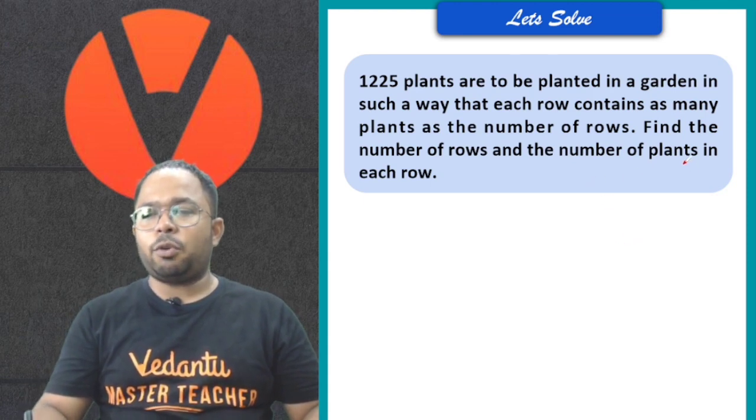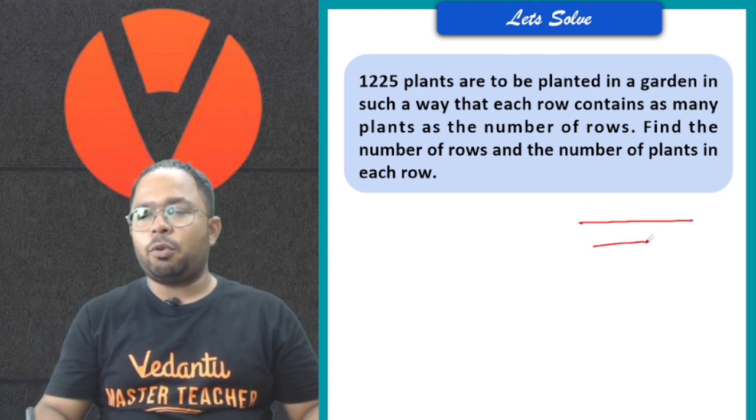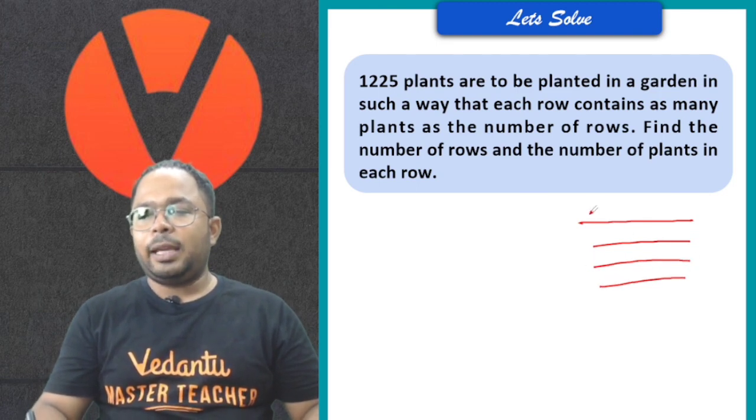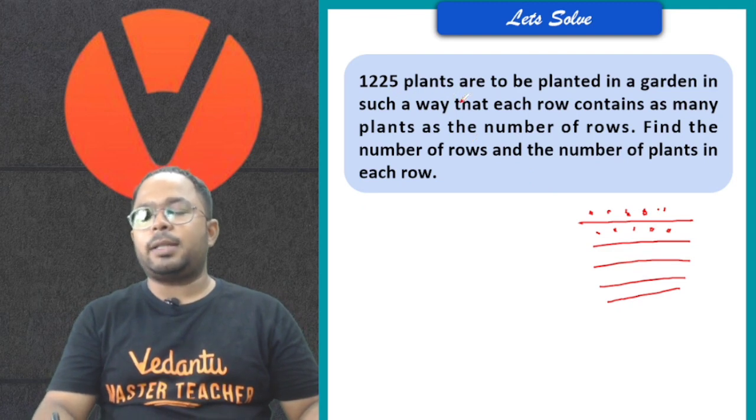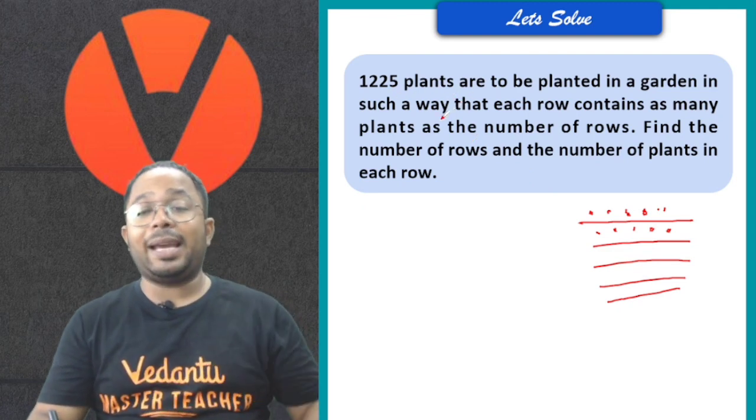So the number of rows should be equal to the number of plants. Let's say 1, 2, 3, 4, let's say 5. So suppose the plants have to be also 5 in each. Similarly, 1, 2 to 5 plants are to be there. Then how can we arrange them?